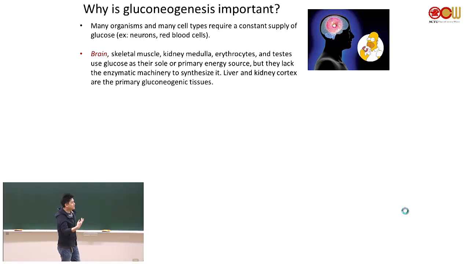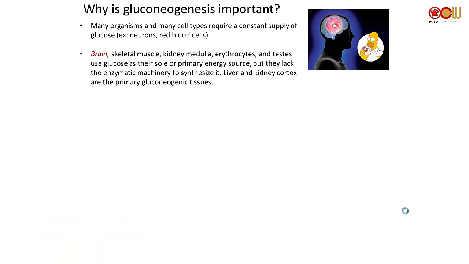So your brain really likes glucose. Okay, so some cells are just specific to certain food. Your nerve cells, or at least your nervous system, they like glucose. Okay, they don't eat amino acids. They don't eat fats, right? They want glucose, right? So here, what do I say? Brain, skeletal muscle, kidney, blah blah, erythrocytes. They use glucose as their sole or primary energy resource.